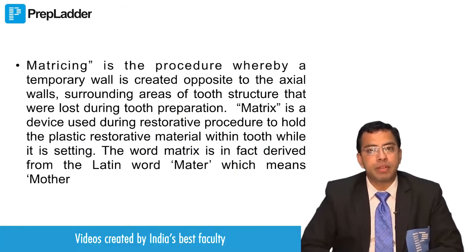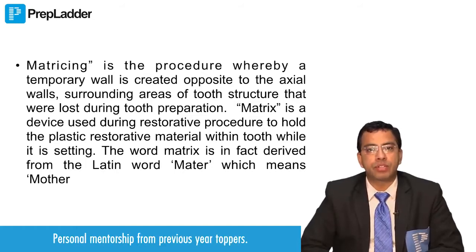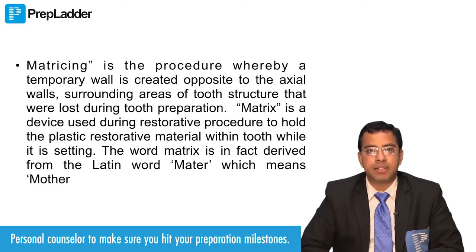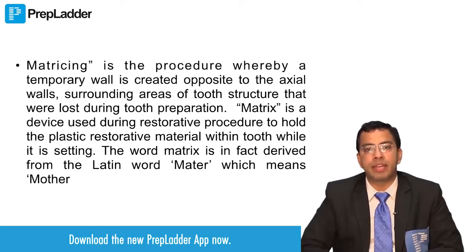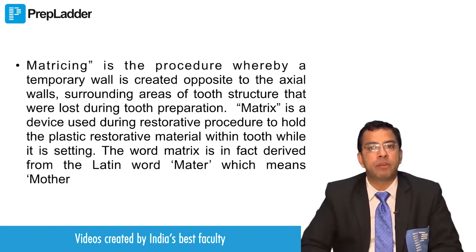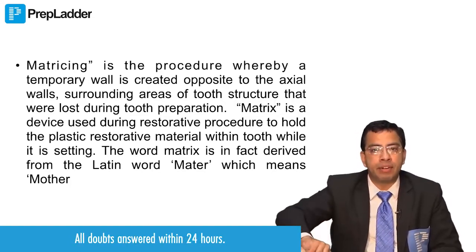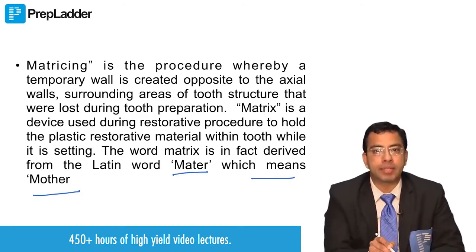What is matricing? Matricing is a procedure whereby a temporary wall is created opposite to the axial wall surrounding areas of the tooth structure that were lost during the tooth preparation. And a matrix is a device which is used during the restorative procedure to hold the plastic restorative material within the tooth while it is setting. The word matrix is derived from the Latin word mater, which means mother.